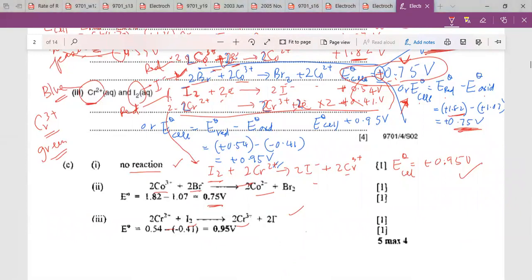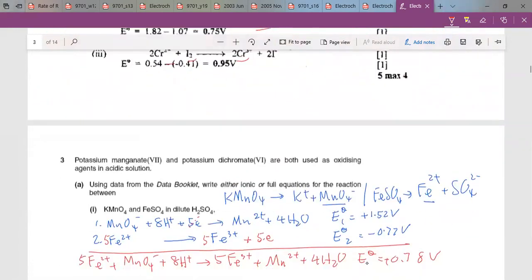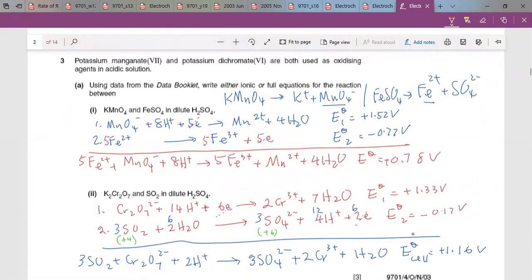I don't know. Okay, so remember, I said you can do the other one also. This method here, E cell equals E reduction minus E oxidation. You get the same answer. So next one here. Now, these are all the same thing. I just want to go quickly because time is catching up with us. I need to finish off the second part there.